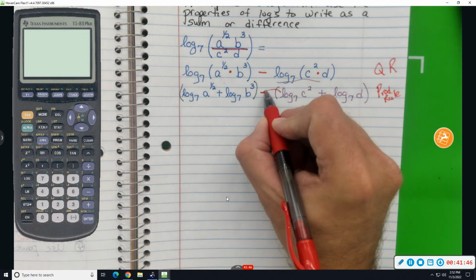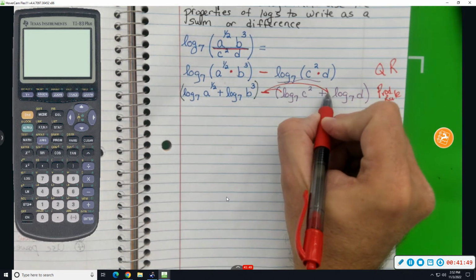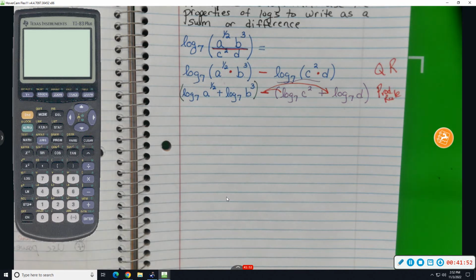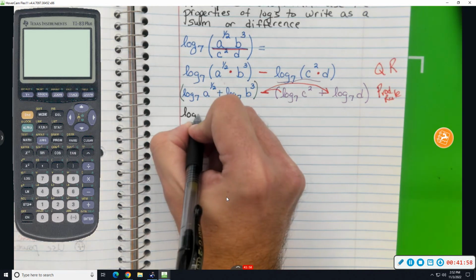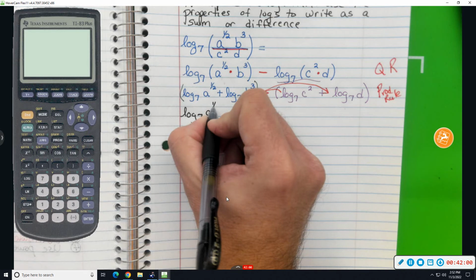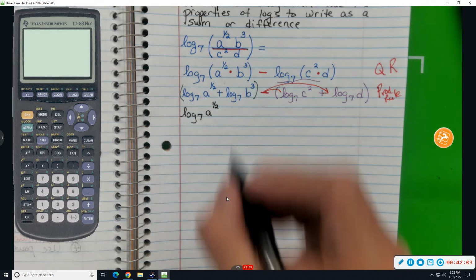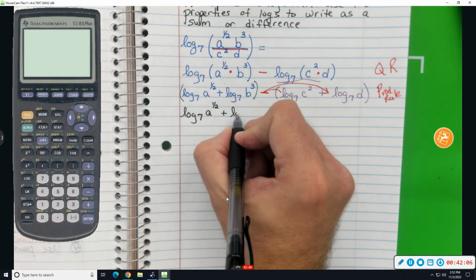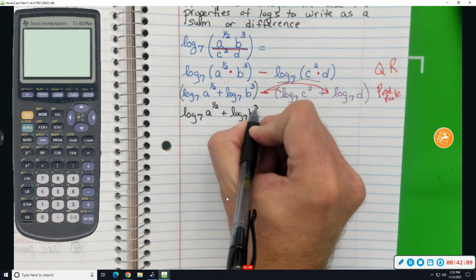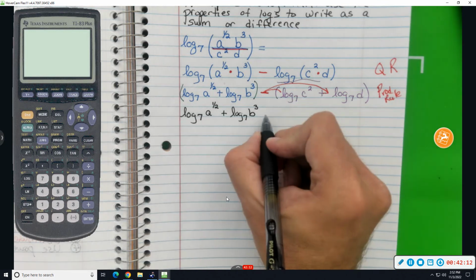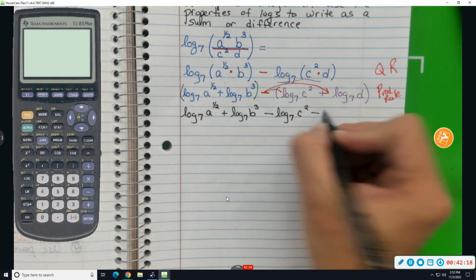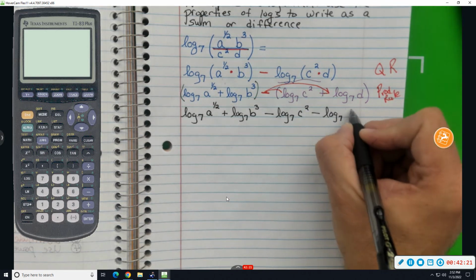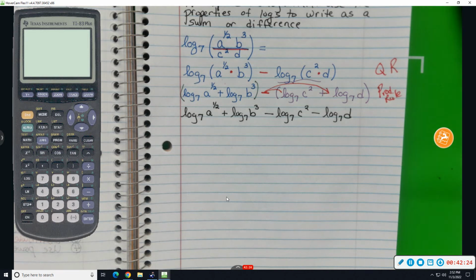You might be thinking it seems hard to believe you'll be able to do this problem without any work in a moment. Okay? Without any work. Just type out the answer. So I'm writing it without those parentheses. Log base 7 of a to the 1/2 plus log base 7 of b to the 3rd. Now distributing the minus, it's going to be minus log base 7 c squared minus log base 7 d. Okay. So that was the step of distributing the minus.